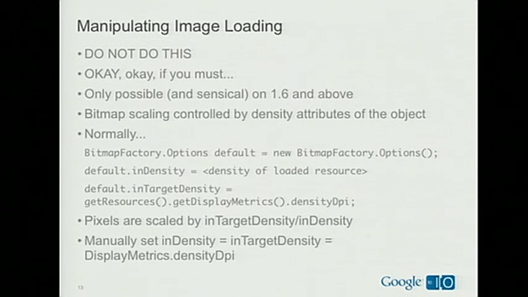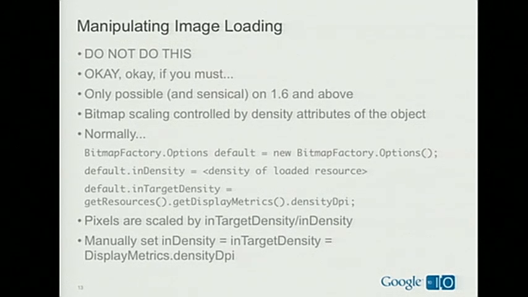So the first thing to understand of how to break the rules is what the rules are by default. By default, when resources are being loaded, you grab a bitmap factory object, for example, and say, create a bitmap out of this resource or this URI, and provide no bitmap factory options object, the bitmap factory options will be set to their defaults, which are something like this. And we're concerned with two of the options, the input density and the input target density.